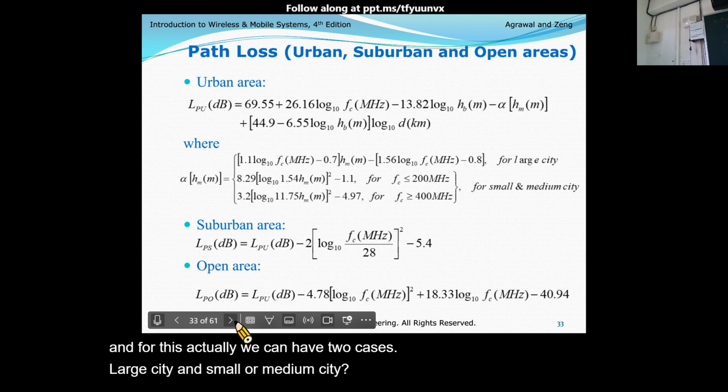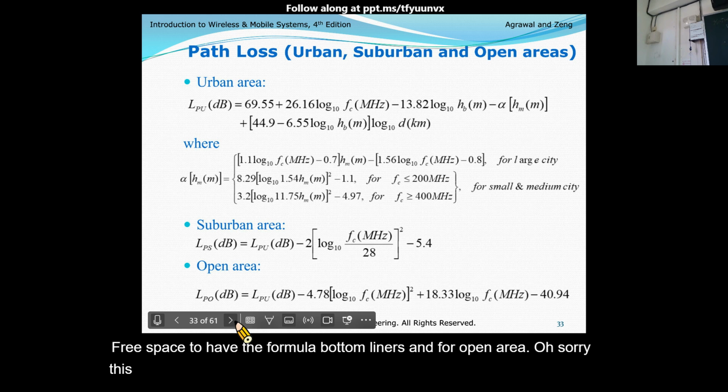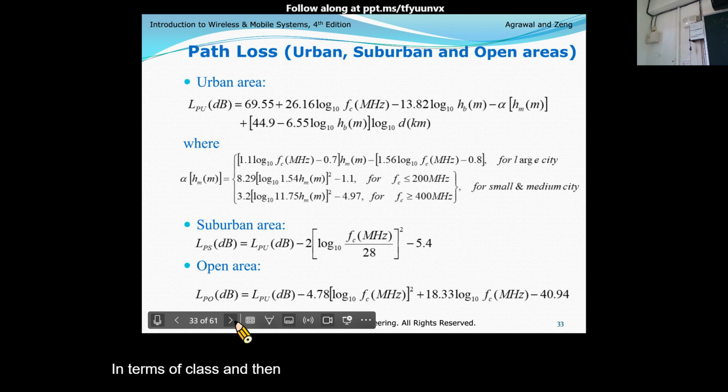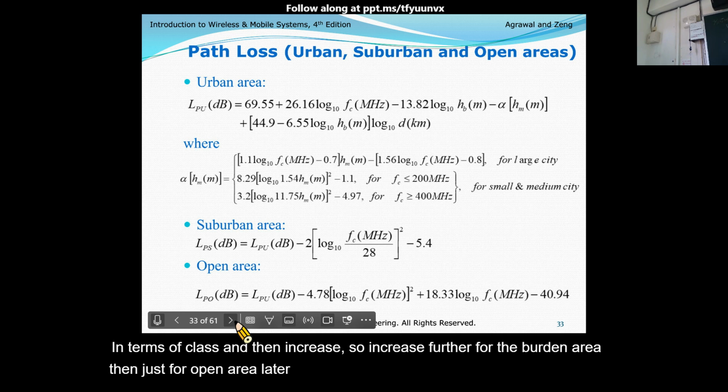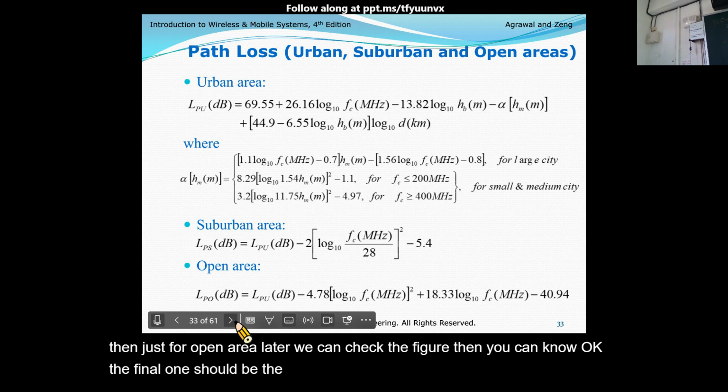As for suburban area, it seems to be neater. We have the original pure free space formula, but minus. And for open area, sorry, this one should be the previous one, but minus and minus. And here we have plus as well. So it doesn't mean plus and then increase. So it decreases further for suburban area and for open area. Later we can check the figure, then you can know the final one should be the lowest one if we talk about path loss.